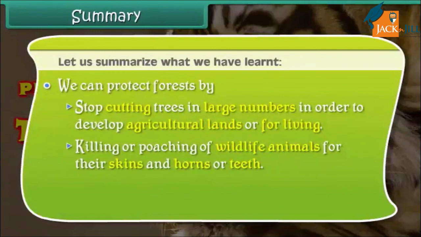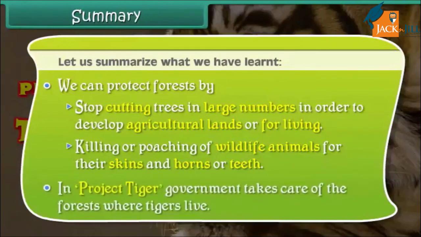We can protect forests by stopping the cutting of trees in large numbers in order to develop agricultural lands or for living, and by stopping the killing or poaching of wildlife animals for their skins and horns or teeth. In Project Tiger, the government takes care of the forests where tigers live.